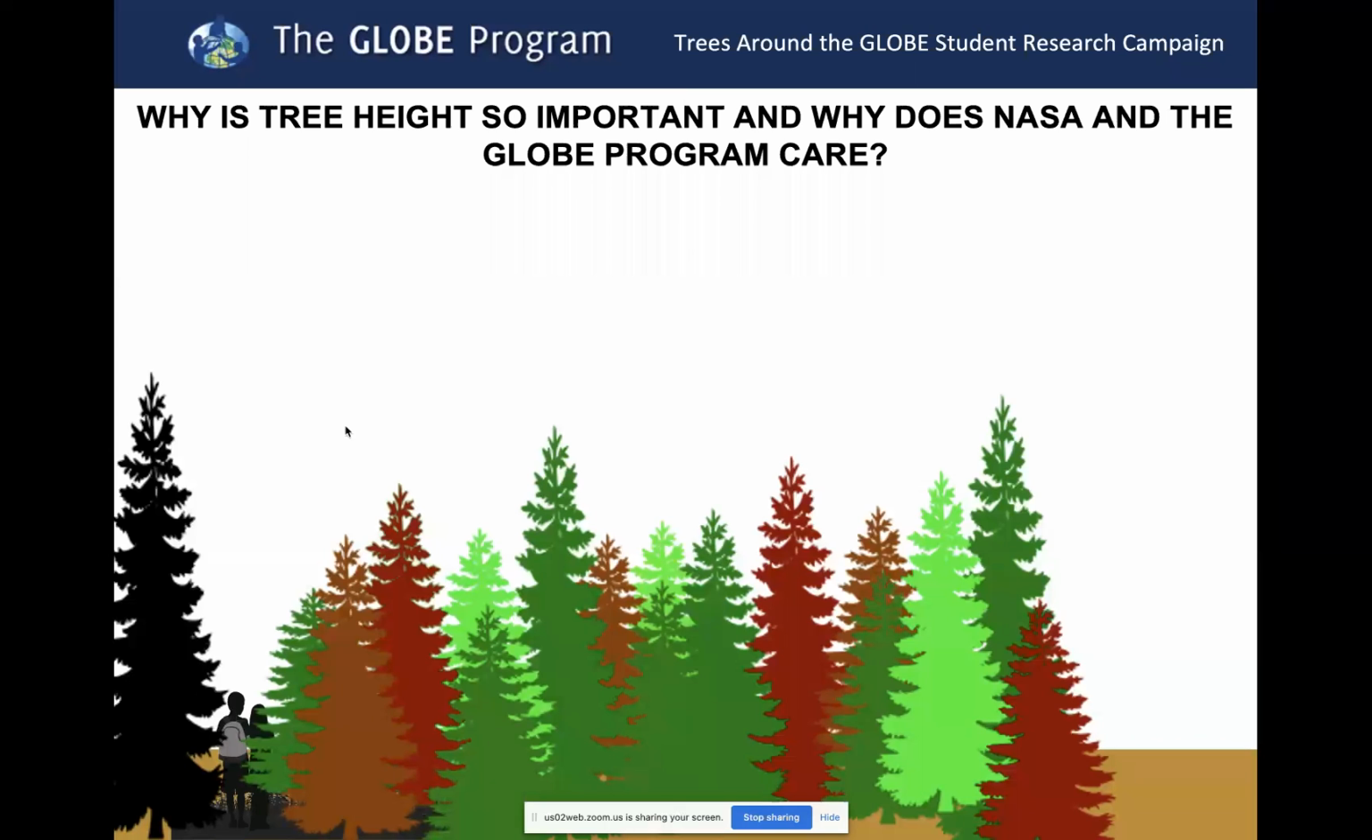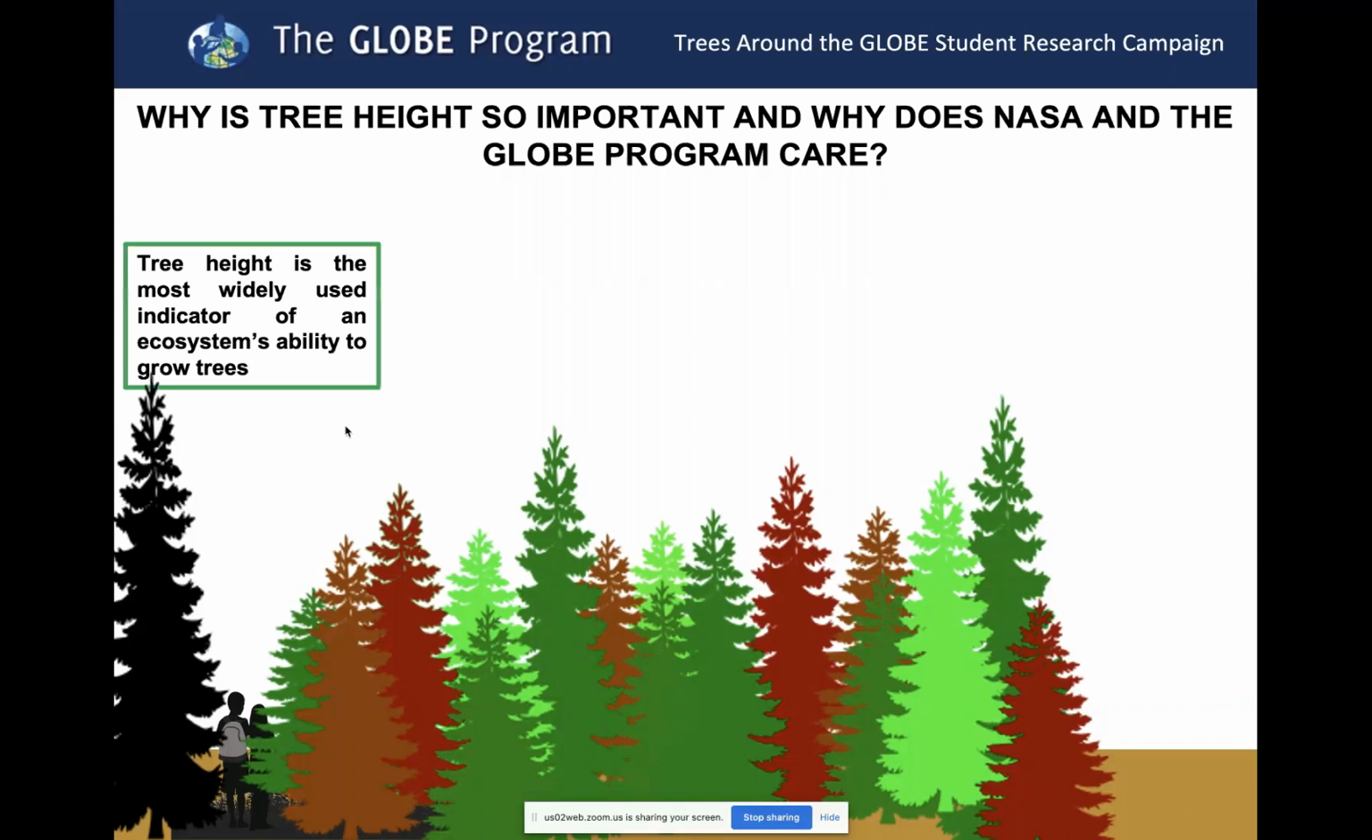So a little bit about why tree height, because you might wonder, why does NASA and the GLOBE program care about tree height? Tree height is the most widely used indicator, so it's the most important thing of how well an ecosystem can grow trees, okay? You have to have the right amount of soil, the right amount of water, the right amount of sunlight in an ecosystem, and the right amount of actual organisms in that ecosystem to grow trees really well.